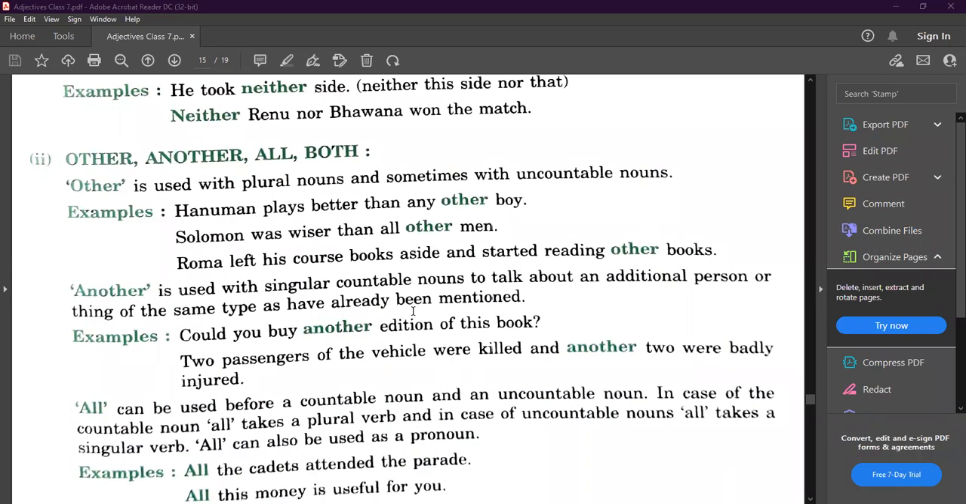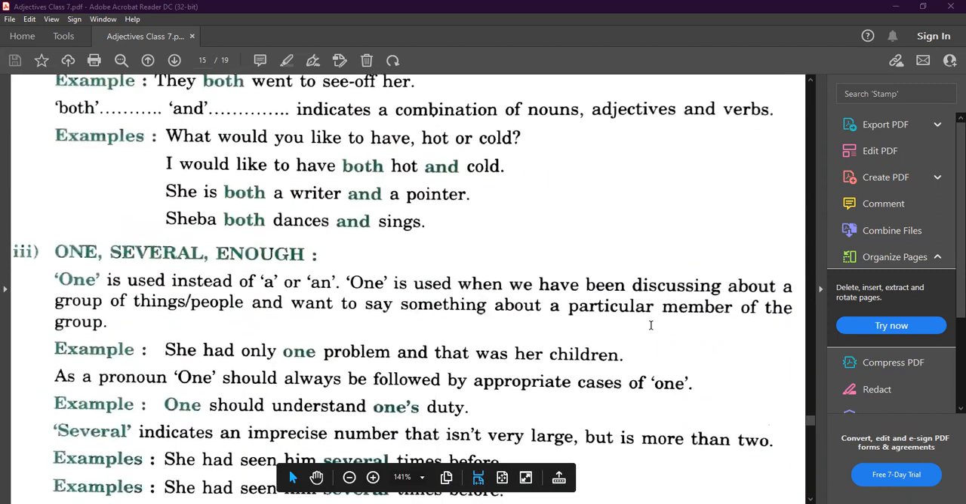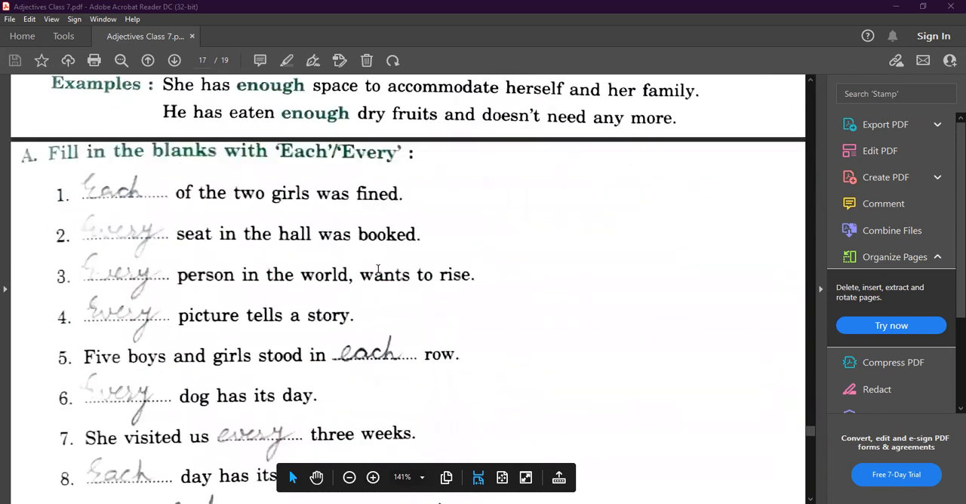All can be used for the countable nouns and uncountable. All में सब आ गया. Countable भी आ गया और uncountable. In case of the countable noun, all takes a plural verb. In case of the uncountable noun, all takes a singular verb. See, I hope this part is clear. Let us move to the example side.